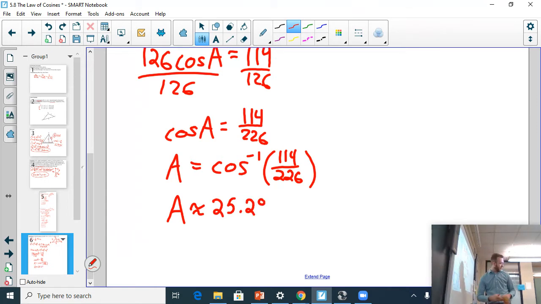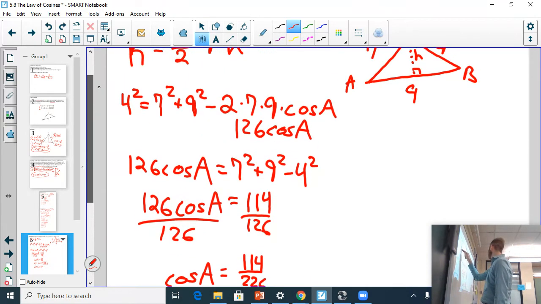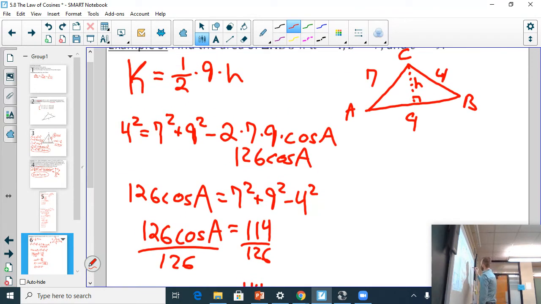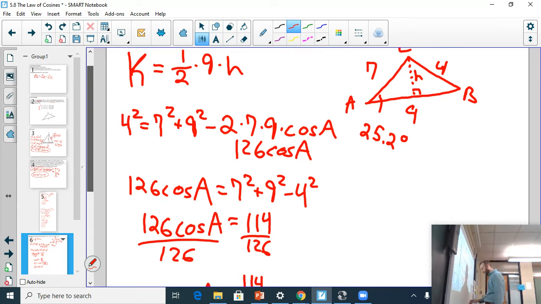Now, once we do that, we can find this H, right? So now we have A is 25.2 degrees. So now we could just use basic trig to find that H, right? Let's involve sides we know. Let's involve the 7 and the H with that angle. And so that would be opposite over hypotenuse, which is going to be sine, right?